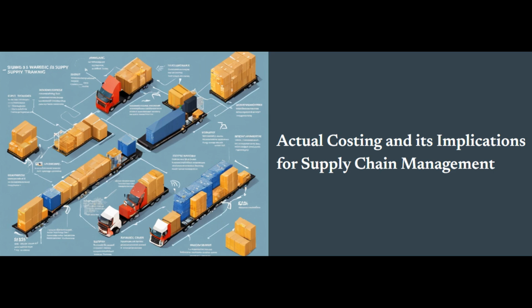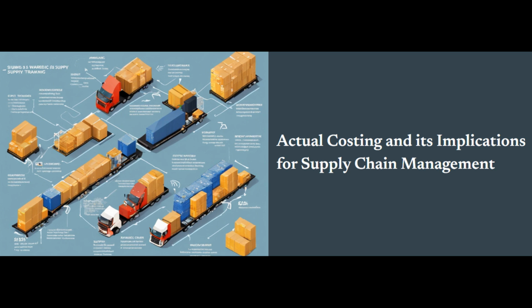Optimized logistics and distribution. By incorporating actual costing data into its logistics and distribution planning, ABC was able to identify opportunities for cost saving, such as the selection of more efficient transportation modes, the optimization of routing and scheduling, and the reconfiguration of its warehouse network. These initiatives led to a 9% reduction in the company's overall logistics costs.